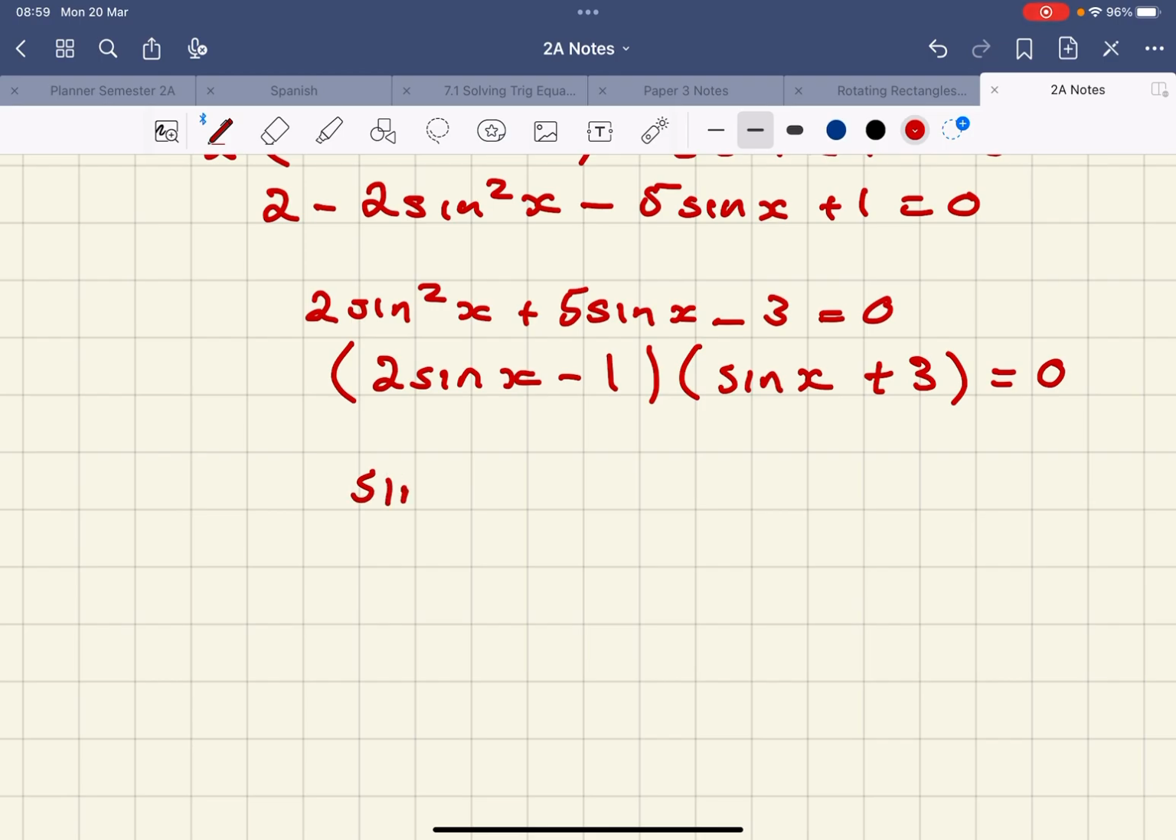Just something for you to be aware of. Sometimes, trying to solve this second bracket, it's not possible. This number here must always be between minus 1 and 1. So when we have anything above those bounds, that's not possible.